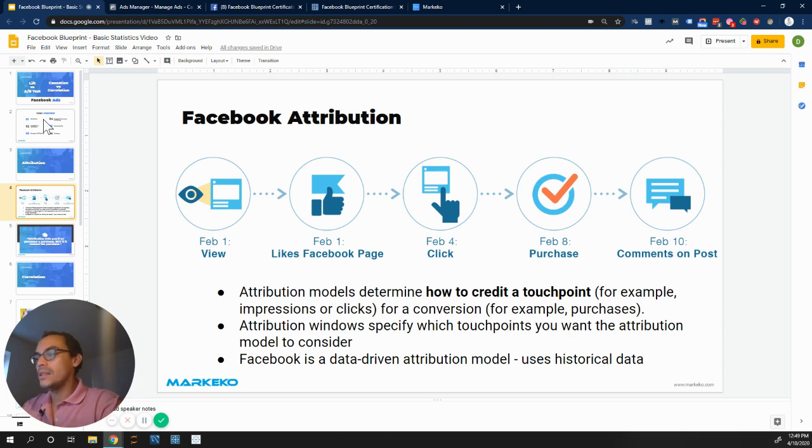And the other thing that's key, because you might get questions on this in the exam, is that Facebook uses a data-driven attribution model, which basically means it's based on historical data. There are different types of attribution models and ways in which you can attribute campaigns. But in a nutshell, Facebook goes back into your campaigns' data, and that's how they determine attribution.